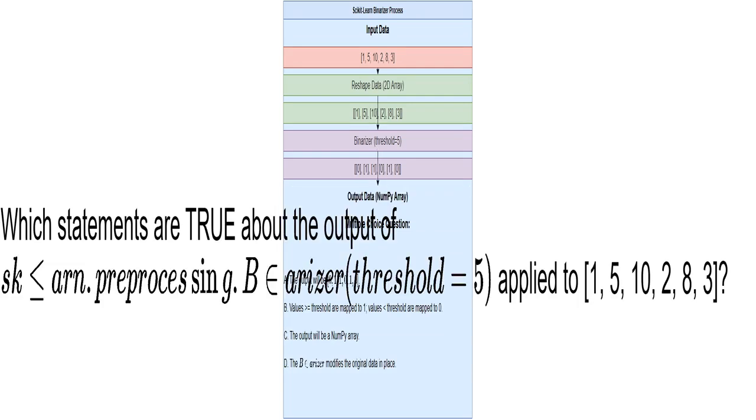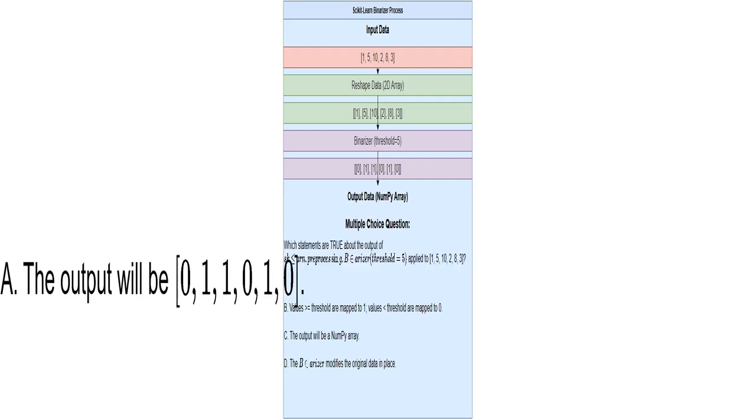This introduces the multiple choice question. We are asked to identify the true statements about the binarizer's output based on the analysis we just did. This is one of the options in the multiple choice question. It's incorrect, because it represents a flattened array, not the 2D array structure returned by the binarizer.